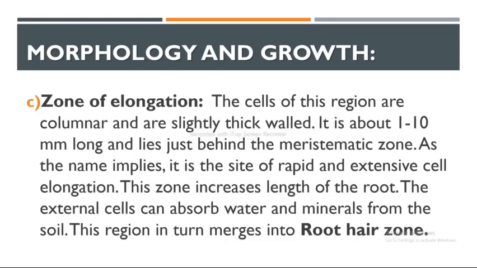So the third region is known as the zone of elongation. The cells of this region are columnar and slightly thick-walled. It is about 1 to 10 millimeter long and lies just behind the meristematic zone. As the name implies, it is the site of rapid and extensive cell elongation. This zone increases the length of the root. The external cells can absorb water and minerals from the soil. So this region in turn merges into the root hair zone.